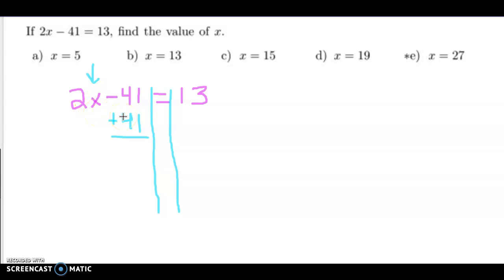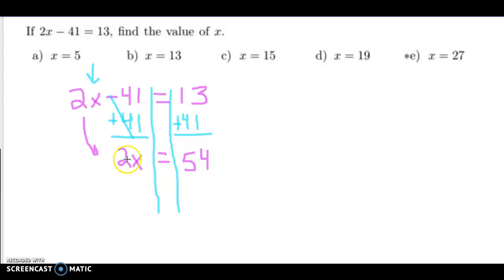But remember, anything I do to one side of the equation, I need to do to the other. So I'm going to go ahead and add 41 on this side as well. These cancel out because negative 41 plus 41 is 0. And I'm left with just a plain old 2x on this side. I'm going to bring down my equal sign. And then I have 13 plus 41. 3 plus 1 is 4. 4 plus 1 is 5. So now I have 2x equals 54.